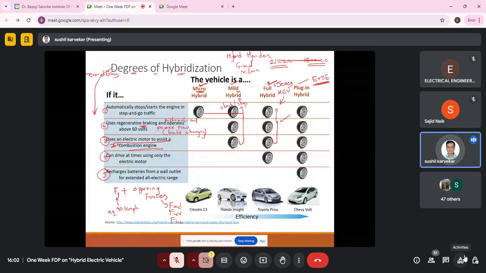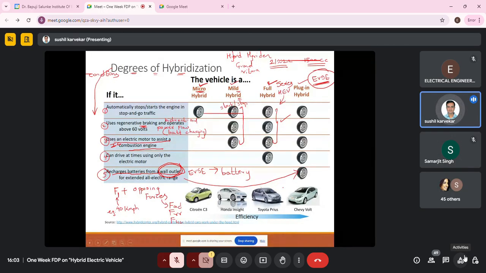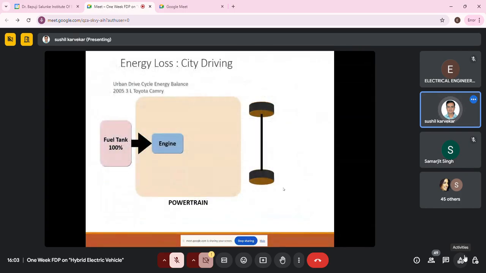And in case of plug-in hybrid electric vehicle, we can have this component, electric vehicle supply equipment, present. So we will be in a position to charge the batteries from a wall outlet. So this is very much important. Using the electric vehicle supply equipment, we can charge the battery. So if this condition is satisfied, we say that it's a plug-in hybrid vehicle. So this is something we need to understand. That is about degrees of hybridization.